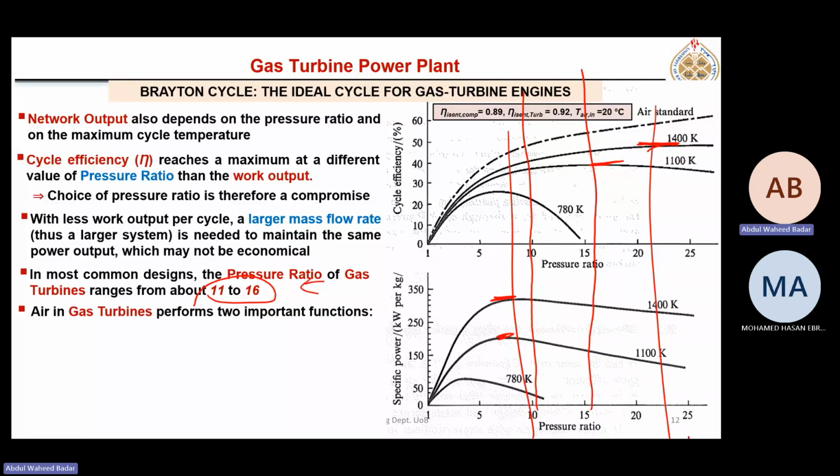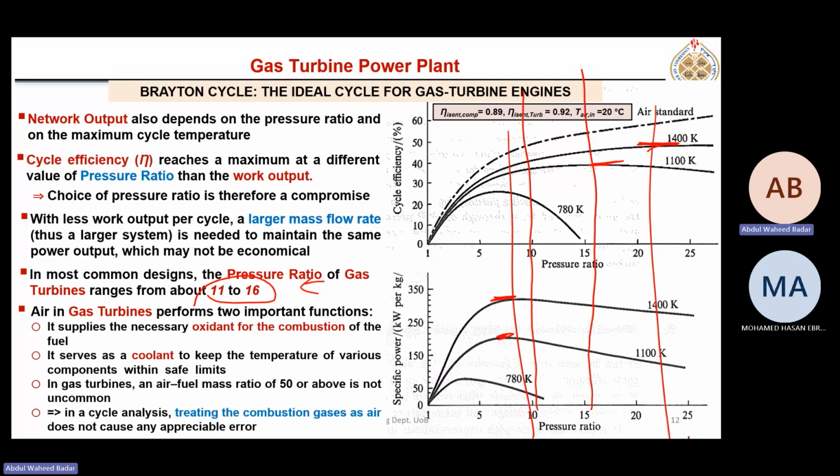Air in a gas turbine, we already discussed, is performing two functions. One, to burn the fuel. Second, to keep the temperature at a reasonable value, which we want. That's why here the air to fuel ratio is very high. 50 or above is very common in these gas turbine cycles.